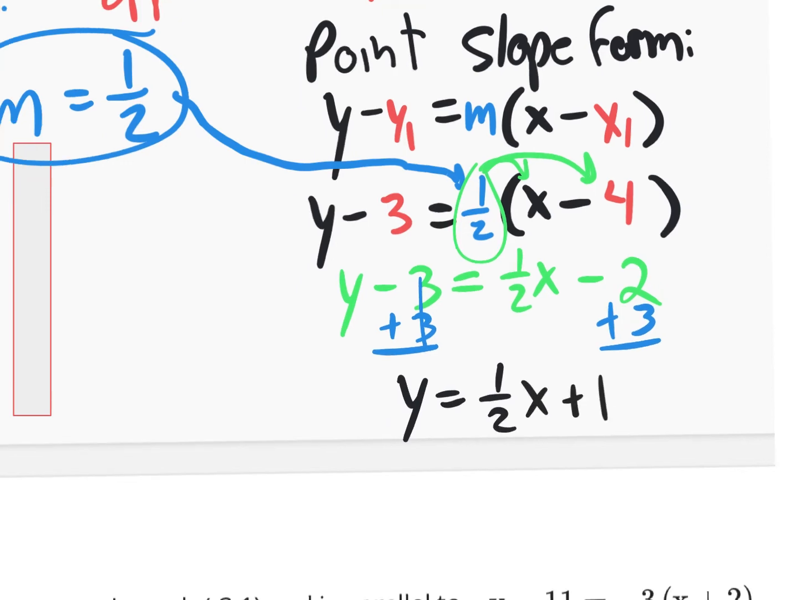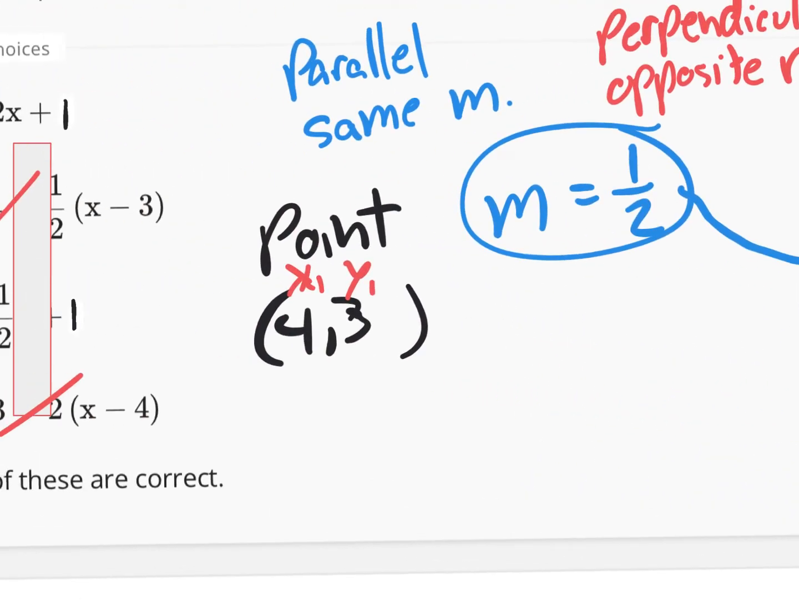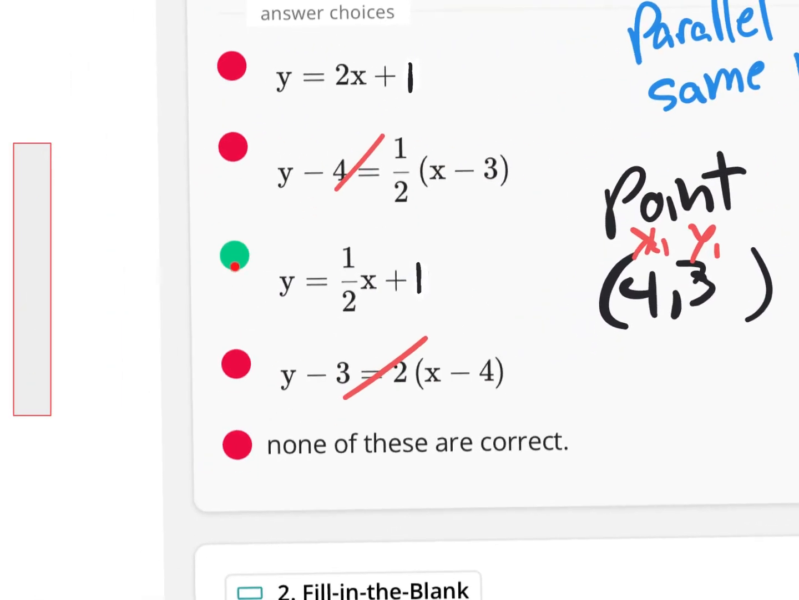So let's double check our answer over here. Multiple choice, y equals 1/2 x plus 1. And that would be this one in green. Okay, I hope you understood all that work.